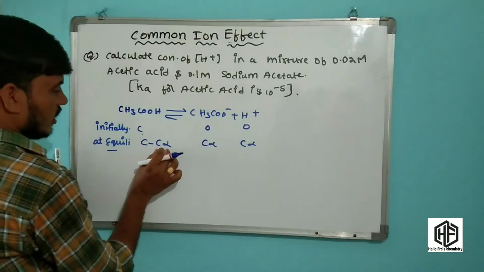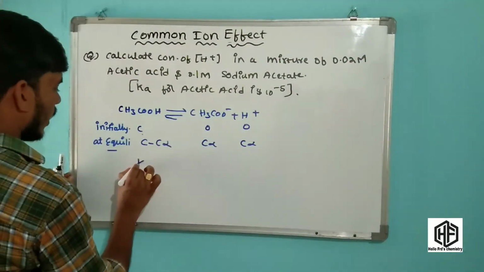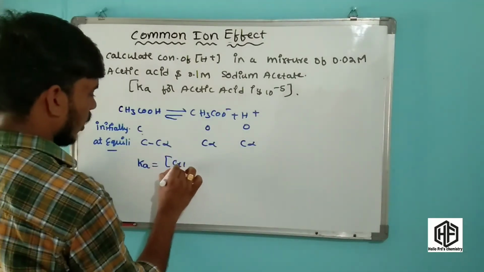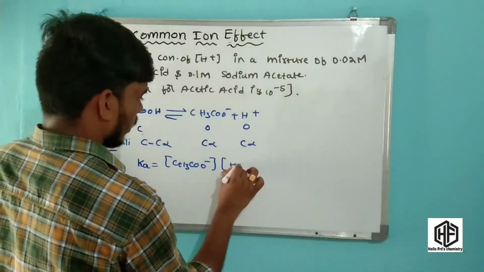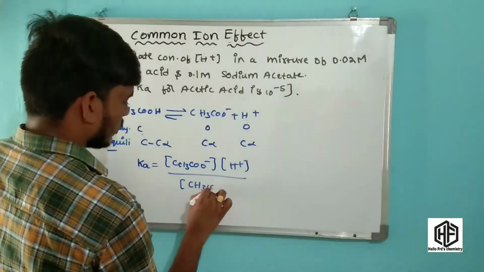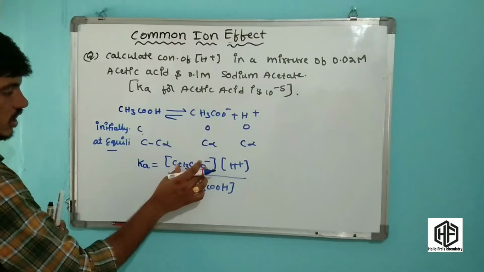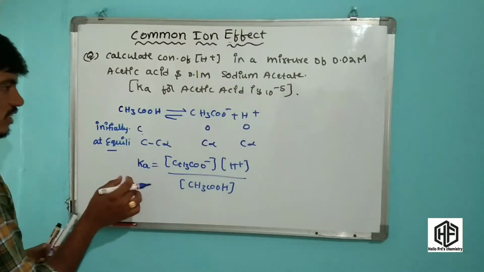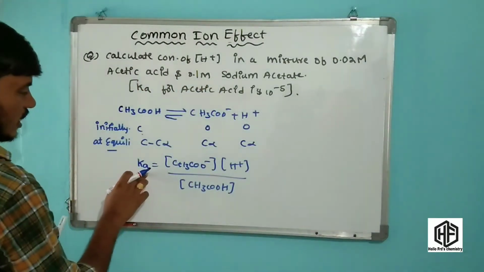Now C minus C alpha, this is C alpha, and C alpha is present in there. Now Ka is equal to, friends, what is the Ka? Ka is equal to the concentration of CH3COO minus plus H plus by the concentration of CH3COOH. The ratio of the concentration of products to the concentration of reactants is called Ka. This is called the equilibrium constant or ionization constant, and Ka means acid.